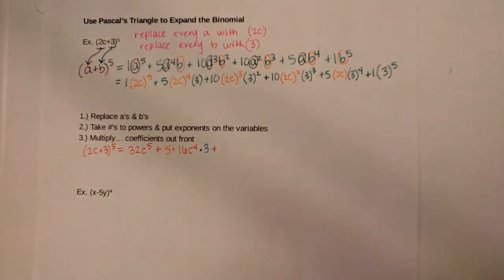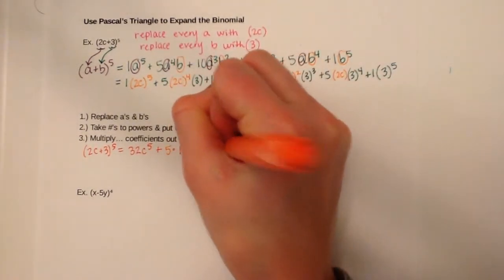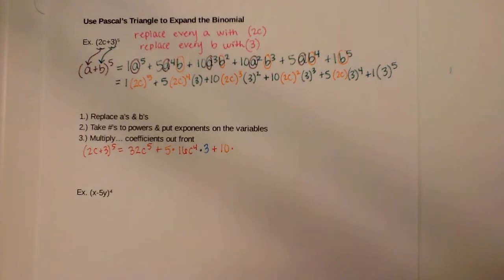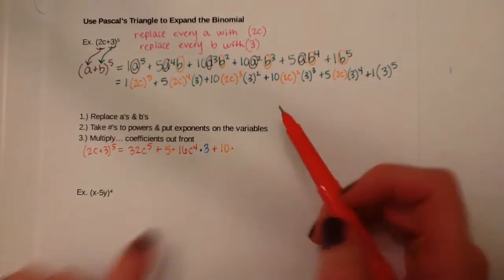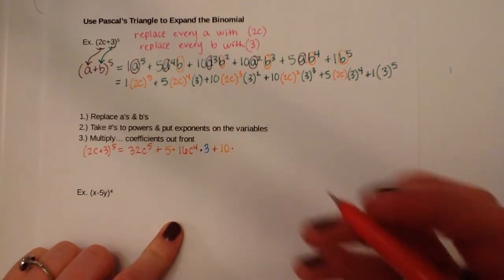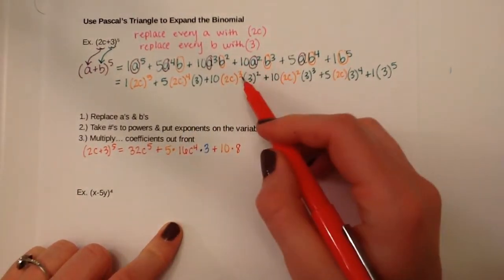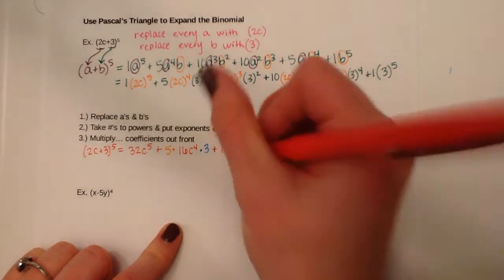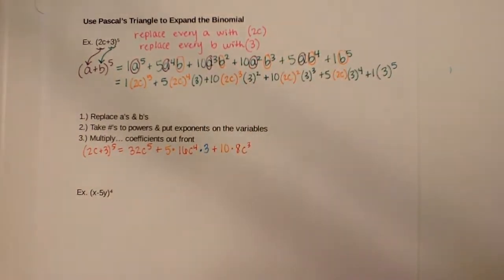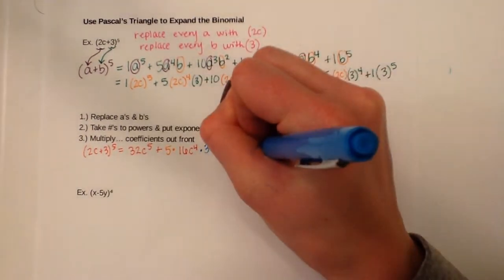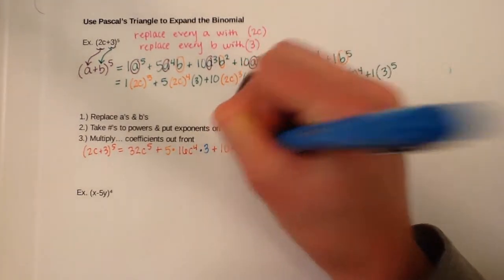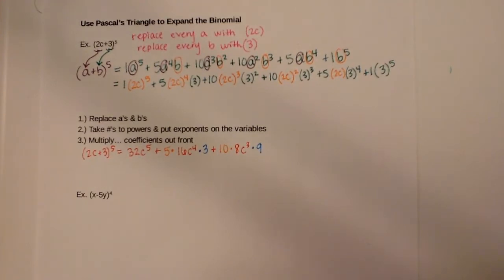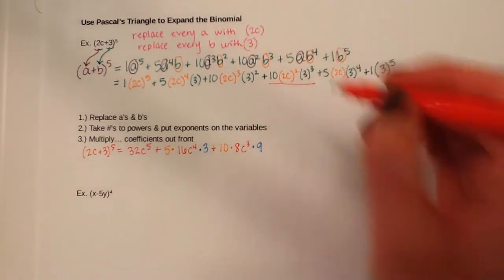Plus, we have 10 times, so now we have 2 cubed, which is 8. Stick the exponent on the variable, so it's going to become c cubed, times 3 squared, which is 9. So we're just working piece by piece. So now we're looking at this piece.